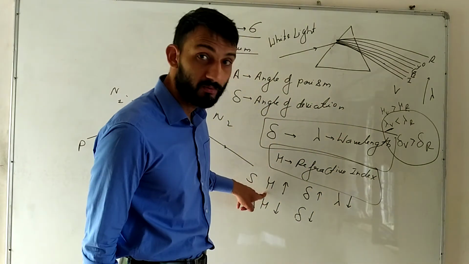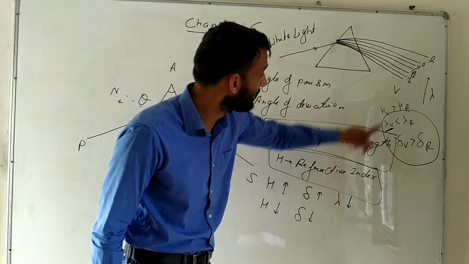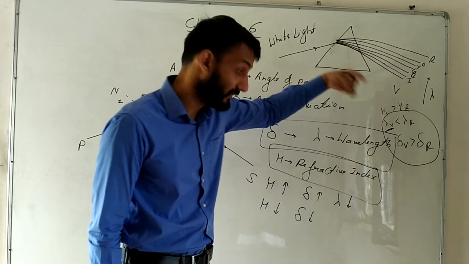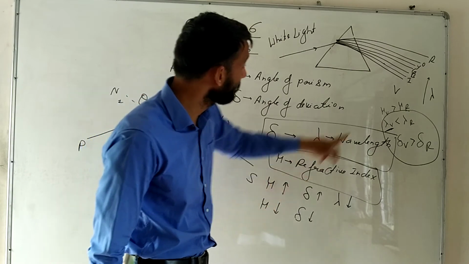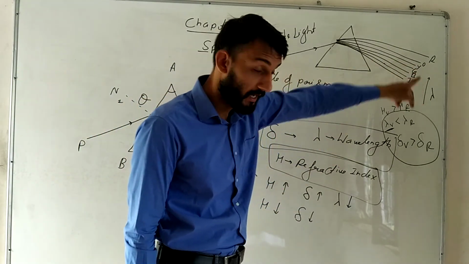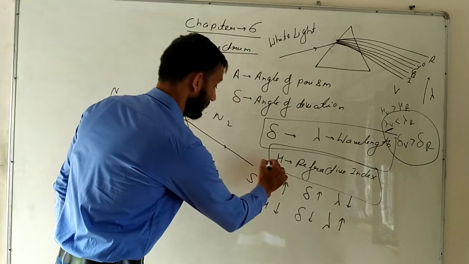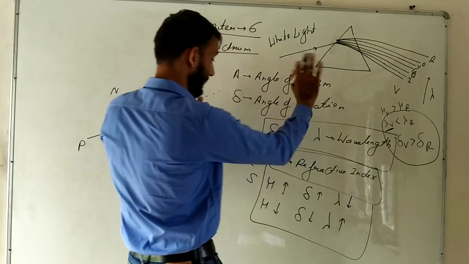If they are increasing, obviously the lambda will decrease. It means mu is more for violet, deviation is more for violet, but wavelength is least for violet. Similarly, mu is less for red because it is bending less, deviation is less for red, and its wavelength is maximum among the colors. So this is what we need to understand here.